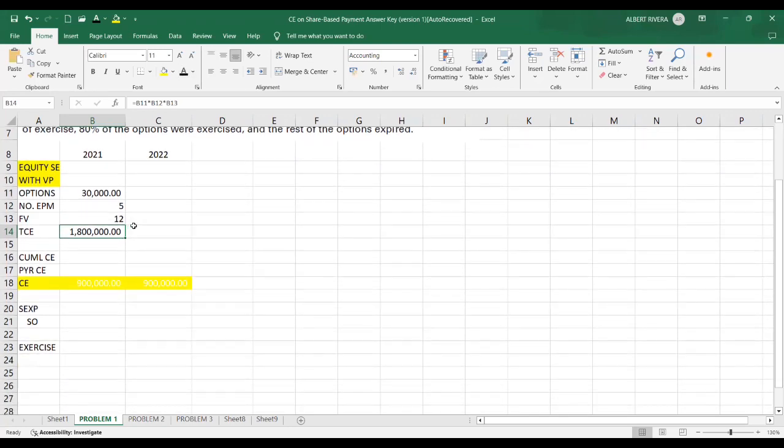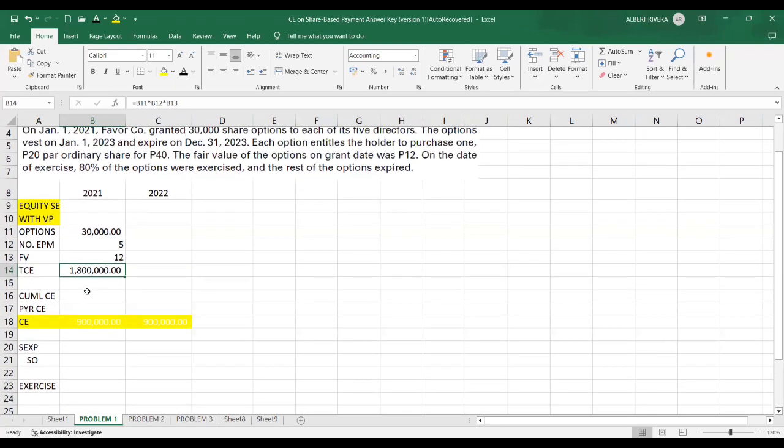Okay? To compute for the compensation expense per year, how many years have been used up in the vesting period? Isn't it only one so far? So that is 1 over the vesting period of 2. Therefore, the cumulative compensation expense should be 1.8 million times 1/2, and that is 900,000. And the prior year's cumulative compensation expense, since this is just the first year, is now 0. So the compensation expense for 2021 would be 900,000.